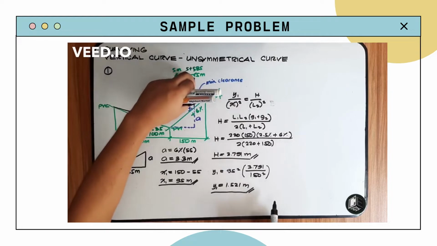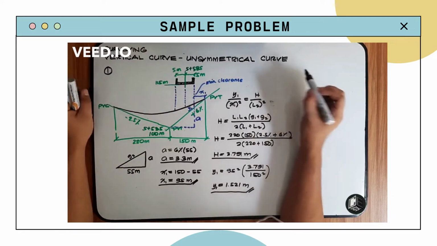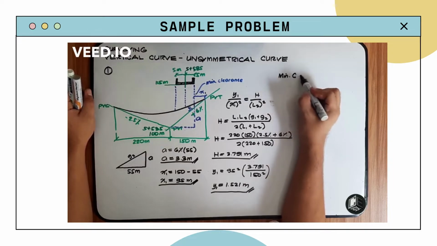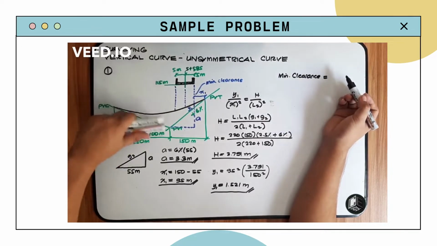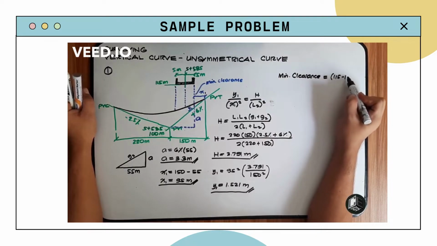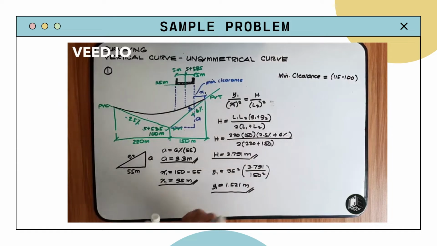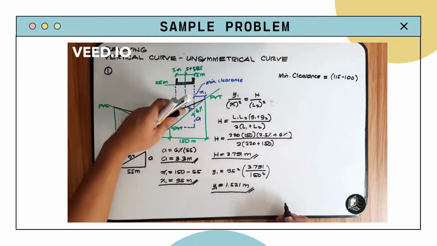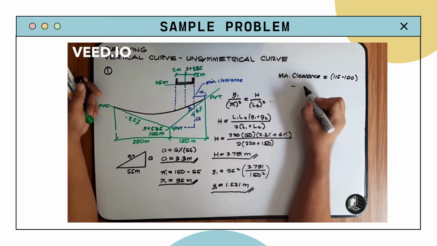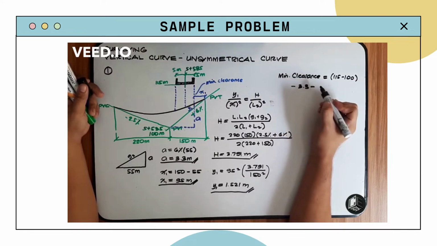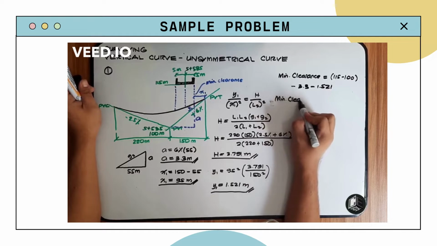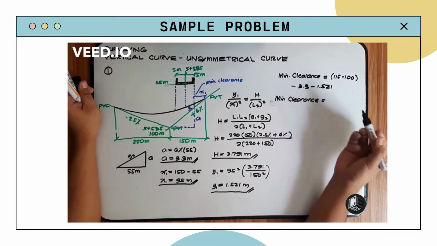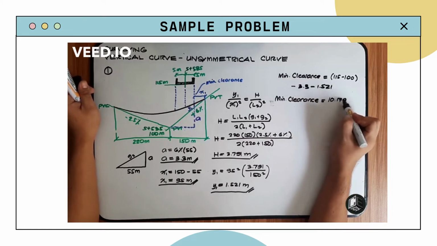So, makukuha natin yung minimum clearance natin. So, paano natin makukuha yung minimum clearance? So, minimum clearance is equals to ito. Pag-minus natin, tama ba? So, 115 minus 100 para makuha tong total length na to. Tama ba? Or total height. Then, saka natin i-minus yung A, saka natin i-minus yung Y1 para makuha yung clearance natin. So, minus A, which is equals to 3.3 minus Y1 na 1.521 meters. Kaya yung ating minimum clearance is equals to 10.179 meters.